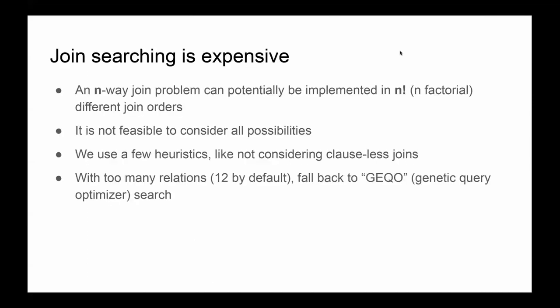And join searching is expensive. An N-way join problem can potentially be implemented in N factorial different join orders, so usually it's not feasible to consider all possibilities. What we do here is to use a few heuristics. As shown in the demo, we don't consider clauseless joins. And with too many relations, by default 12, we fall back to the genetic query optimizer.